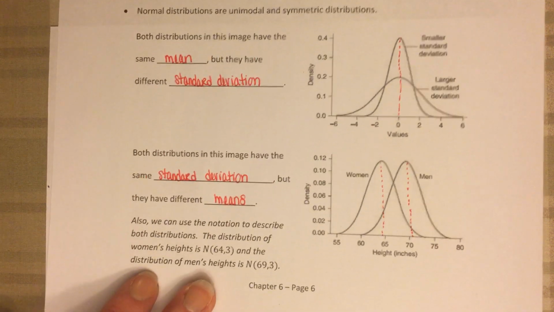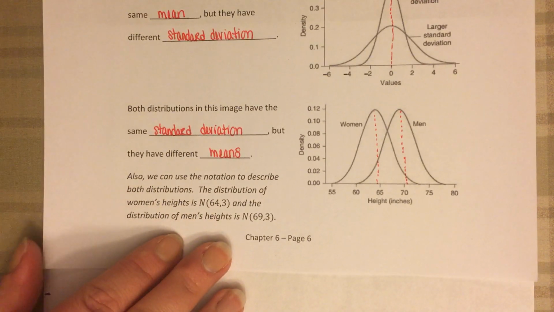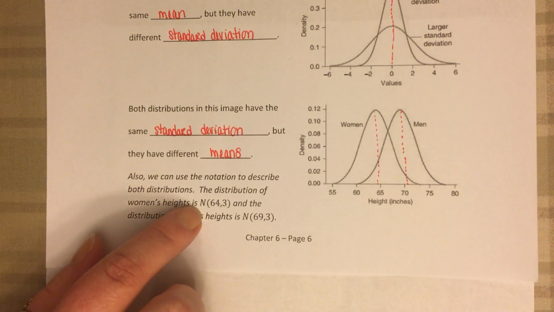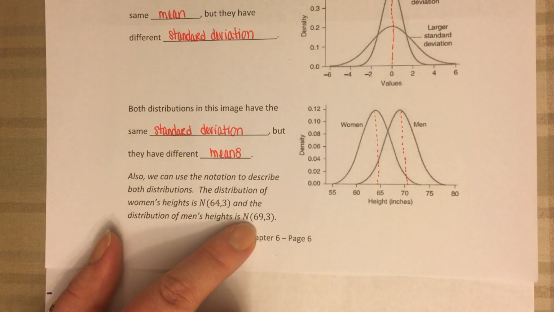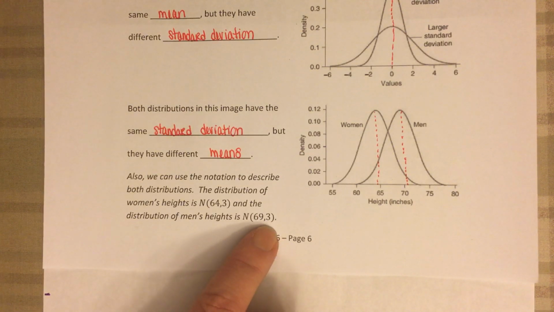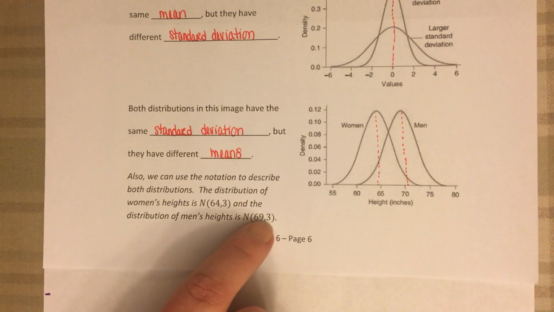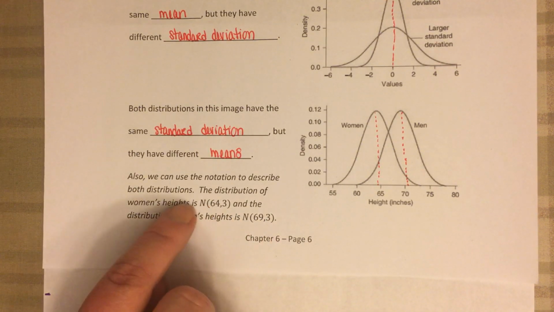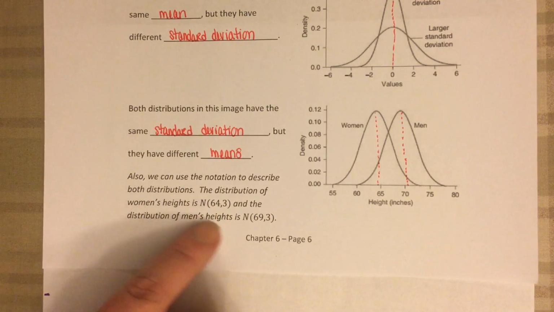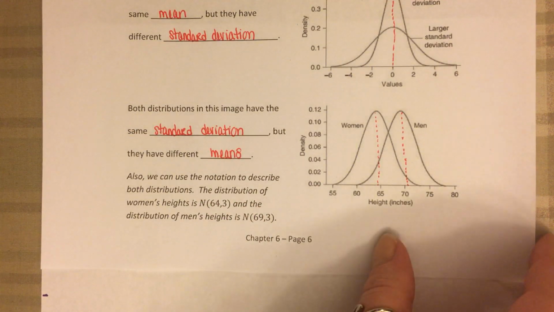In this second example, I've also included the notation, so we can use our notation to describe these. The N stands for our normal curve. The first number is our mean, and the last number is our standard deviation. For instance, for the men's curve, the mean is 69 and the standard deviation is 3. For the women's curve, the mean is 64 and the standard deviation is 3. We're going to start seeing this notation as we go through a lot of other examples in this section.